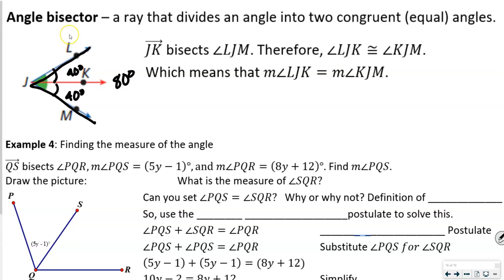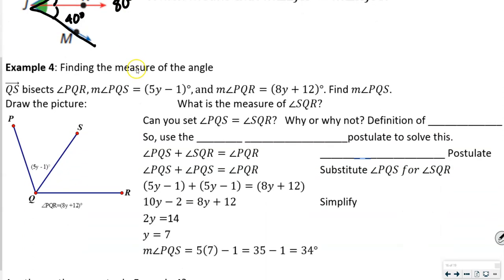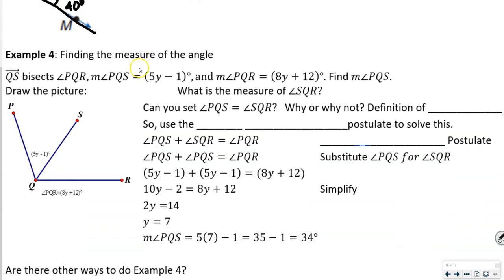You need to really watch for these terms. So it says JK bisects angle LJM, therefore the two angles are congruent, LJK and KJM, which means that their measures are also equal, right? Okay, so we're going to do this one together, and then we're going to talk about some other stuff.